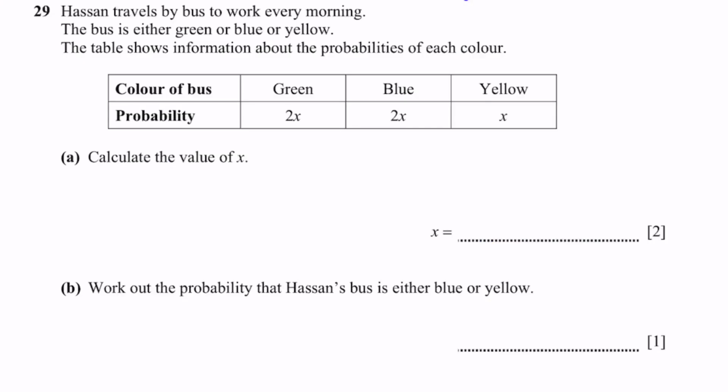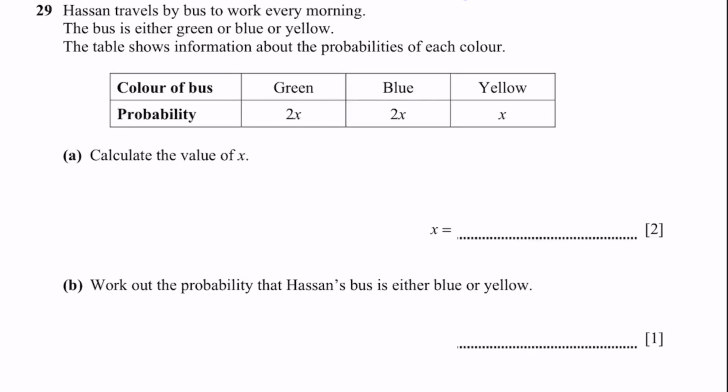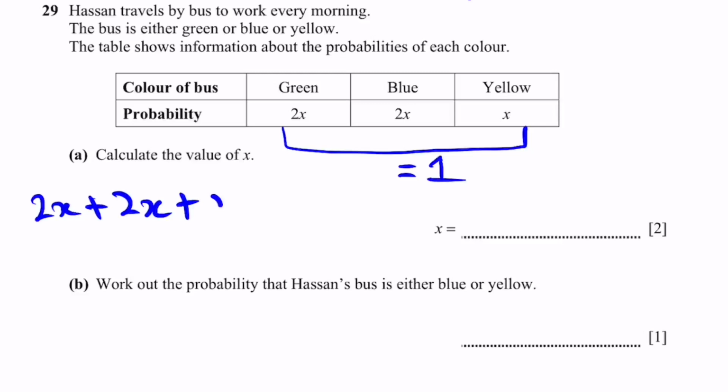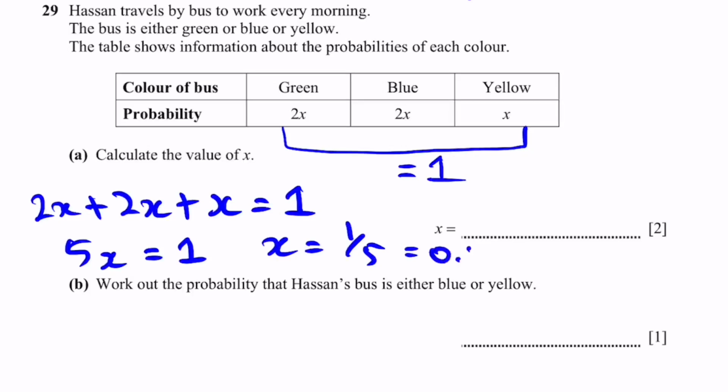Question 29. Hassan travels by bus to work every morning. The bus is either green or blue or yellow. The table shows information about the probabilities of each color. Calculate the value of x. This is the A part. Obviously, the total probability of everything is equal to 1. So 2x plus 2x plus x equals 1. 5x equals 1. X equals 1 by 5, which is equal to 0.2. So x equals 0.2.